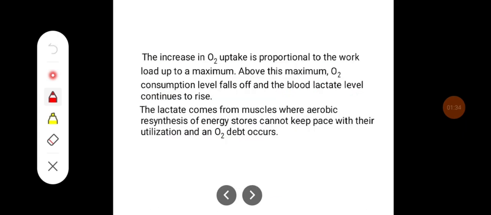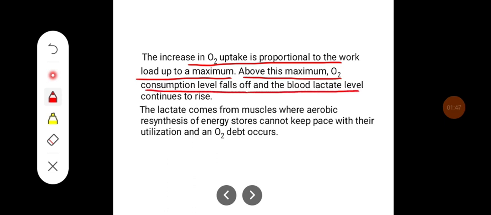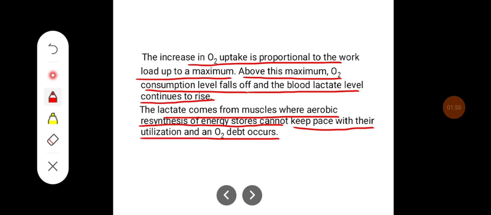The increase in oxygen uptake is proportional to the workload to a maximum. Above this maximum, oxygen consumption falls off and the blood lactate level continues to rise. The lactate comes from the muscles, where aerobic synthesis of energy stores cannot keep pace with their utilization, an oxygen debt occurs.